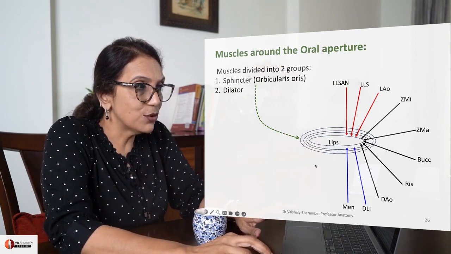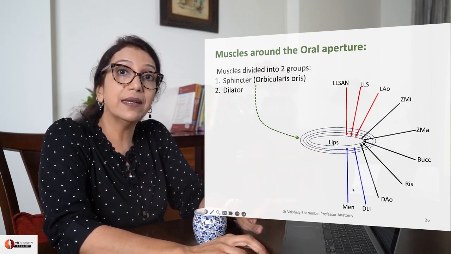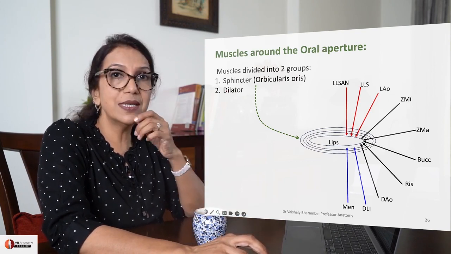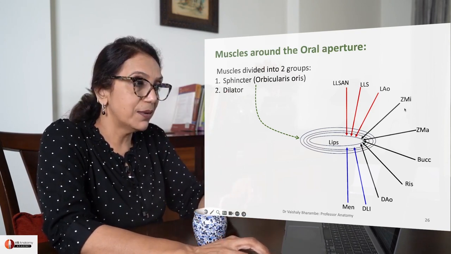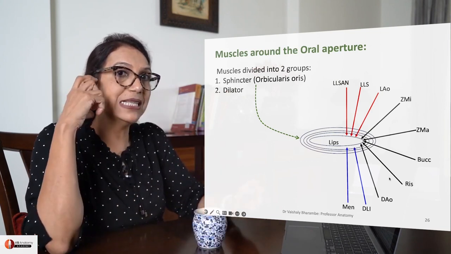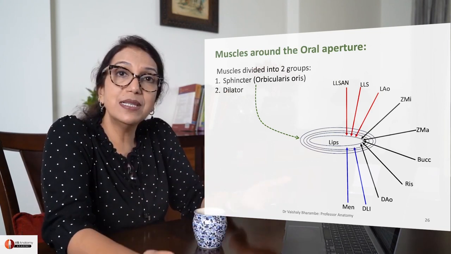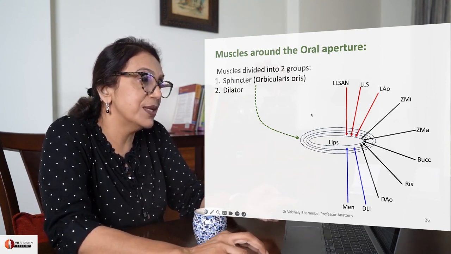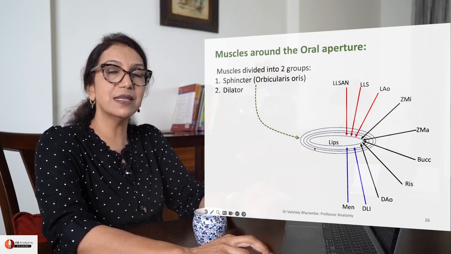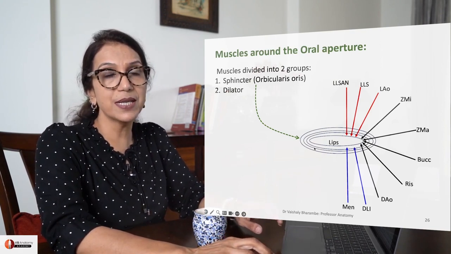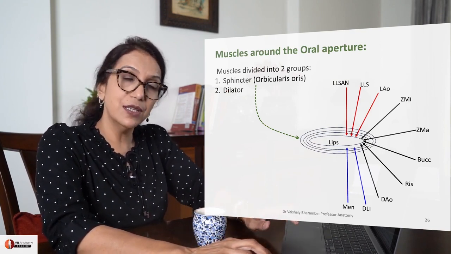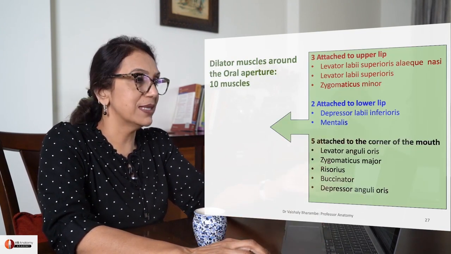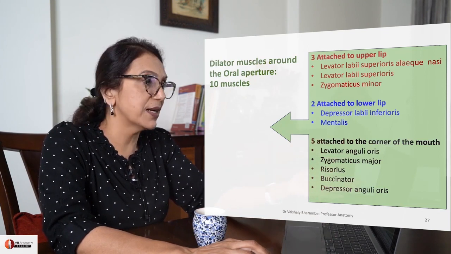All these muscles that you are seeing here are dilators. The red ones are lifting your lip up. The blue ones are pulling your lip down. And the black ones are acting from the side. Then who is the sphincter, madam? The sphincter is the orbicularis oris muscle. These concentric circles are your orbicularis oris muscle, which is acting as the sphincter. I'm not going to read all this. These are the muscles you are supposed to study now.